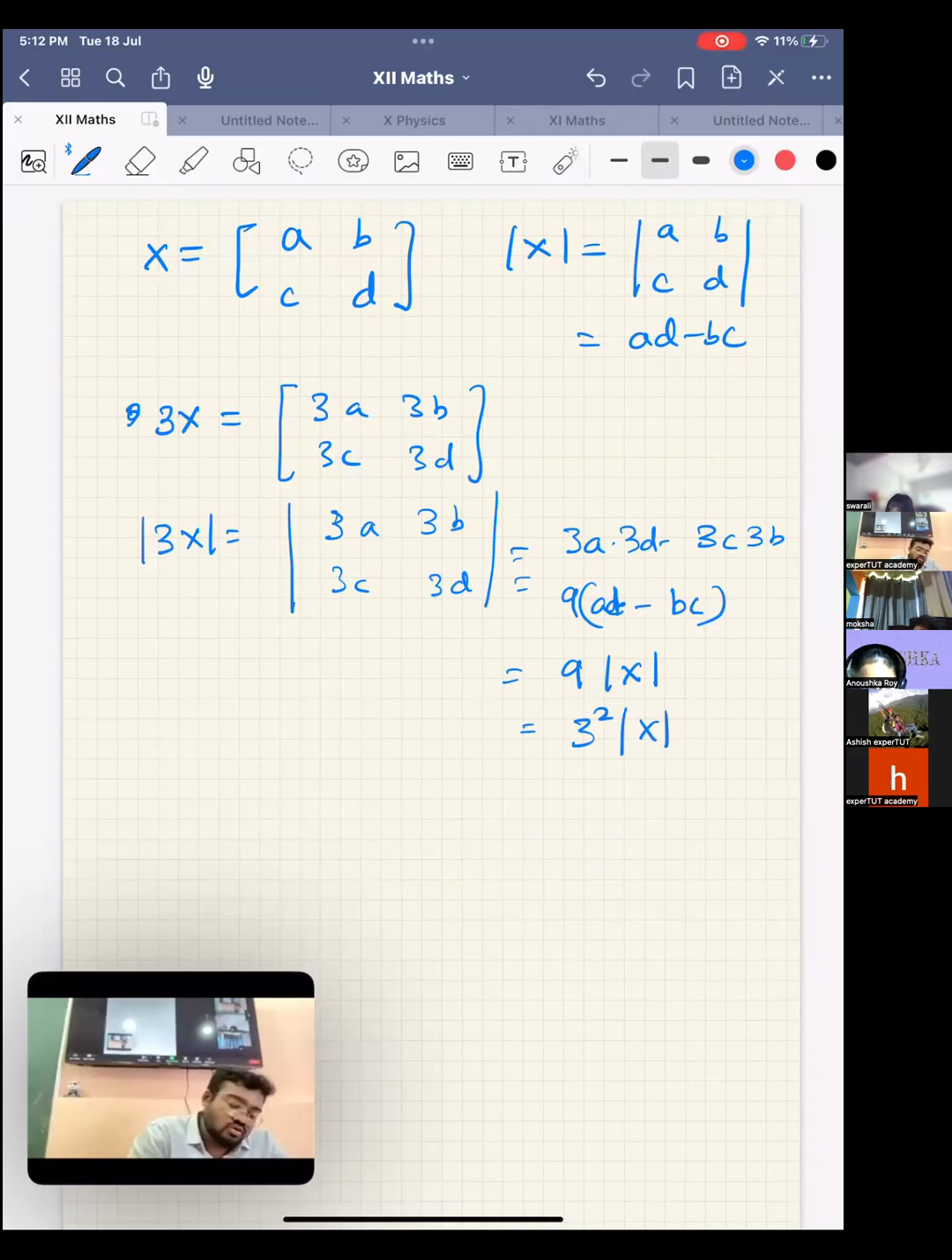The power 2 comes because it was a 2 by 2 matrix, and the 3 comes from the number which you multiplied. Understood? So if you multiplied by k, it is going to become k to the power n, and if the order of the matrix was 2 by 2, this will become 2. If the order of the matrix was 3, it will become 3.